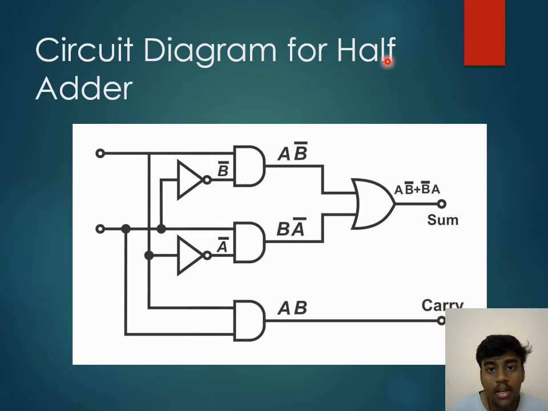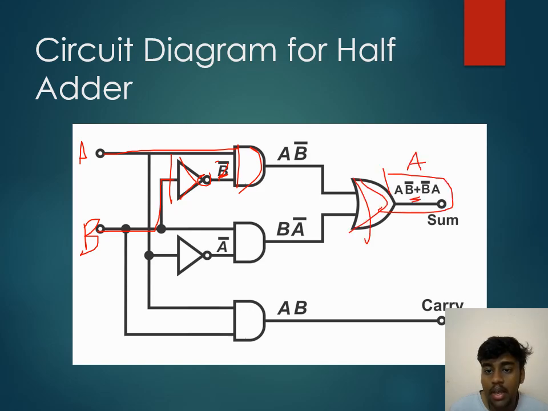Coming to the circuit diagram of half adder, we'll implement this using two inputs A and B. You pass A through an AND gate, and using a NOT gate you pass B complement, so that you get A B complement, and in a similar way you get B and A complement using another AND gate. These are combined with an OR gate between them. This expression is nothing but A XOR B, which can be derived using Boolean laws.